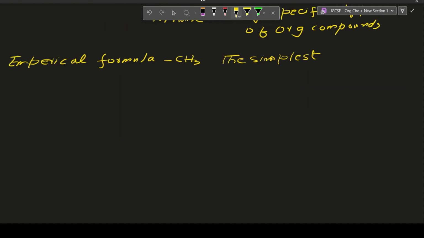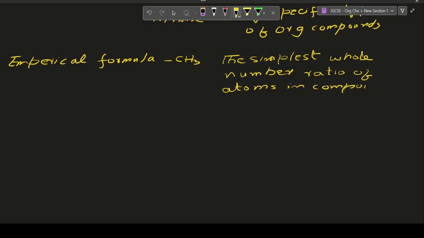The simplest whole number ratio of atoms in a compound. So I just gave you the example of CH3, which shows the simplest ratio between carbon and hydrogen for the C2H6 compound. I will give you another example.